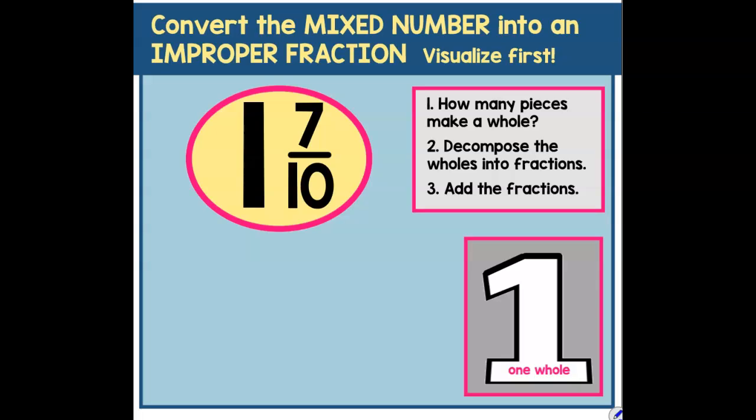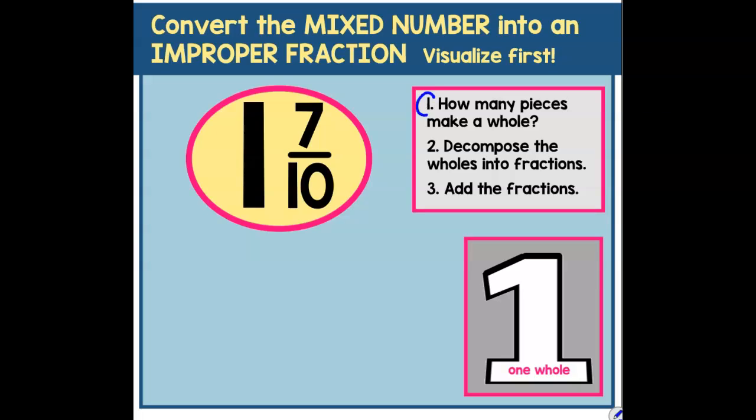Okay, I want you to try this one on your own, and then we'll check it together. How would you change the mixed number 1 and 7/10 into an improper fraction? I want you to visualize it first. What do you see when you see 1 and 7/10? Maybe picture a circle. Okay, go ahead and decompose it, and then push play to check your answer.